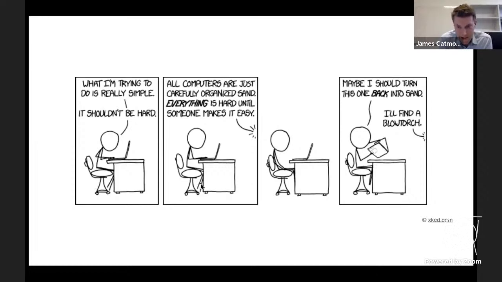Now, in particle physics, as I think in every walk of life, we have a love-hate relationship with computers. This person is saying that what they're trying to do is really simple, it shouldn't be hard. And their friend is telling them that computers are just very well organized sand, the silicon, and everything is hard until somebody else makes it easy. And this person's obviously getting frustrated, and they say, well, maybe I should just turn this one back into sand. And their friend says, well, I'll find you a blowtorch.